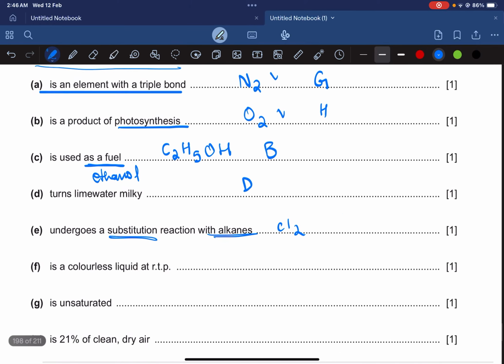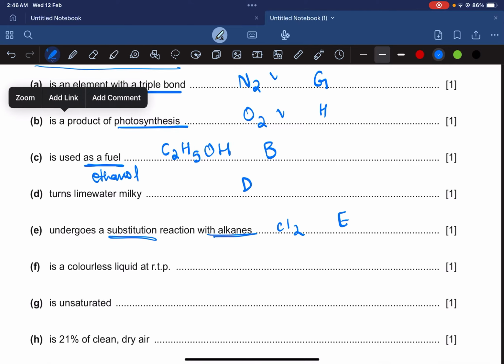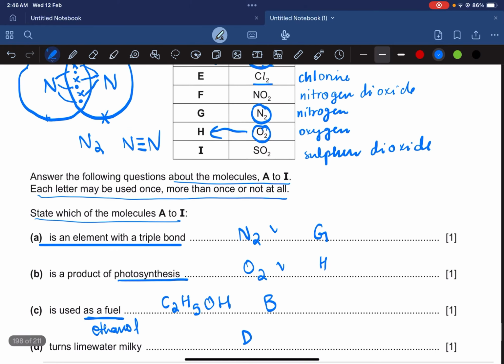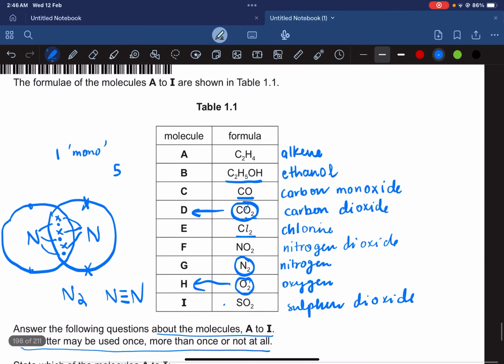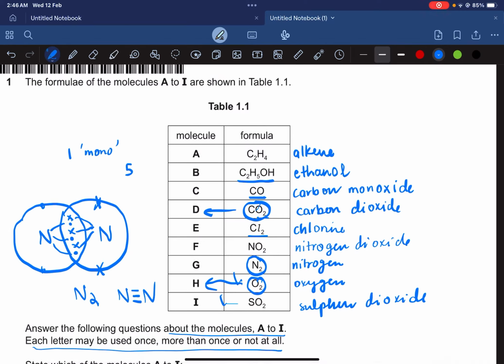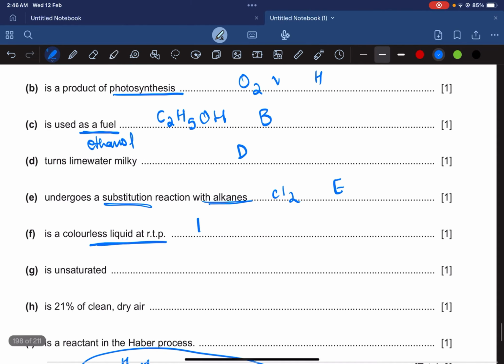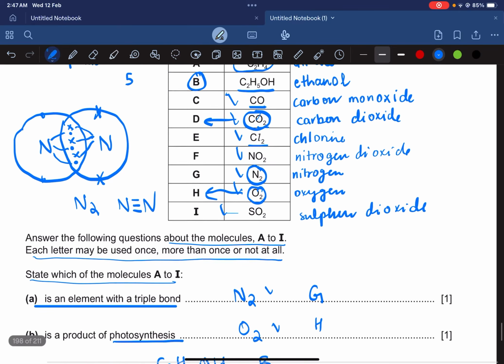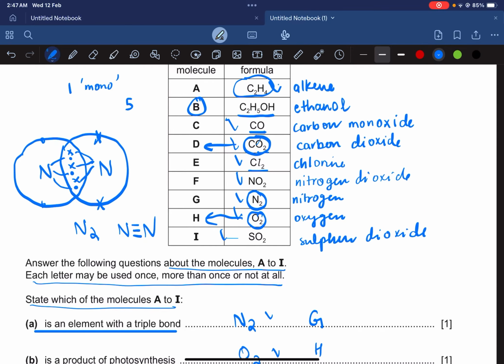Is a colorless liquid at RTP? Let's check out what is a colorless liquid. Sulfur dioxide is a gas, oxygen is a gas, nitrogen is a gas, this is also a gas, and this one is also a gas. The smaller alkenes are gases, so it is going to be B, ethanol, because ethanol is a liquid. Next one is unsaturated. Unsaturated means it's going to be an alkene and it should have carbon-carbon double bonds. So for alkene we have C2H4, that's going to be A.